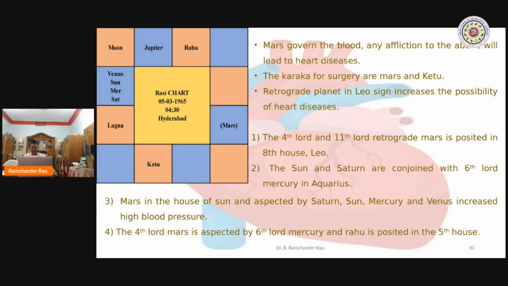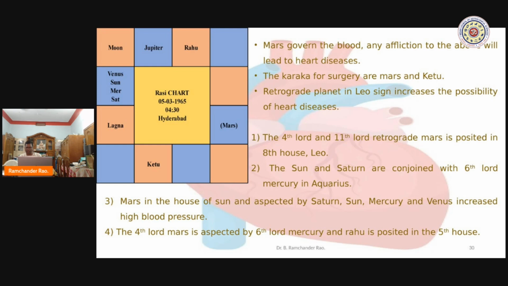The fourth lord Mars is aspected by sixth lord Mercury and Rahu is posited in the fifth house. Suppose you take this same chart, you say the fifth house is afflicted because Rahu is present over there, aspected by Ketu. Then Jupiter, who is the karaka for heart, is aspected by Saturn. That also shows there is proneness to get heart diseases.